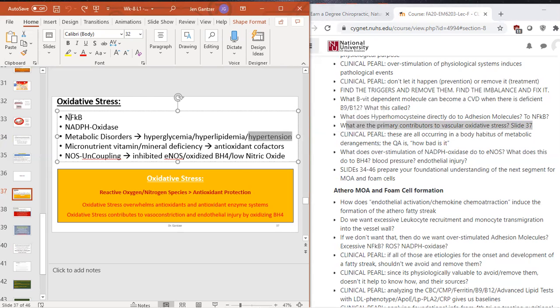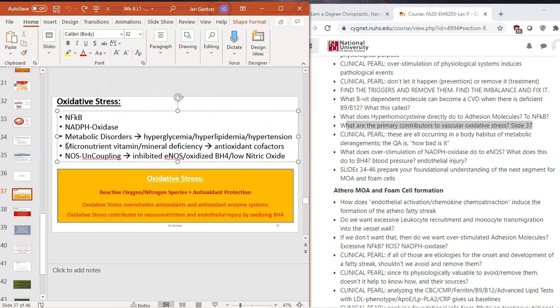What causes it? Oxidative stress, NADPH oxidase, hyperglycemia, and excessive nutrient intake through malonyl-CoA upregulated de novo synthesis of VLDLs as hyperlipidemia. If you have hypertension, you better go back to antioxidants, and you better go back to your hyperglycemia, and you need to start there.